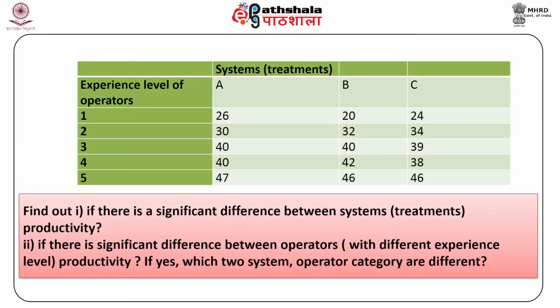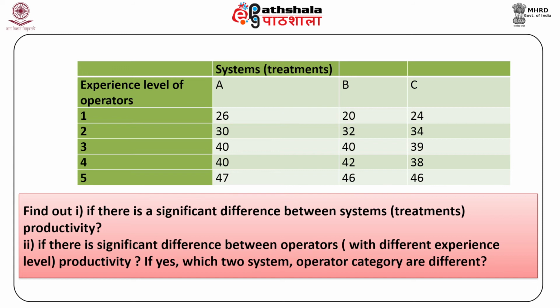So we have productivity, which is measured as output per hour, and we have the experience level of operators from 1 to 5 based on their experience, and we have the system treatments A, B, C. And the values 26, 30, 40, 40, 47, etc. are nothing but their productivity, which is output per hour.